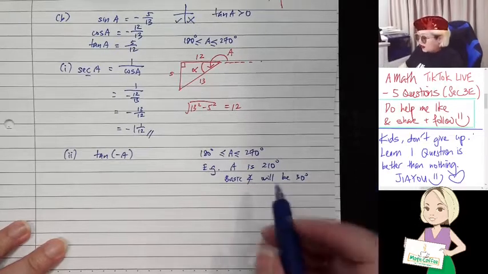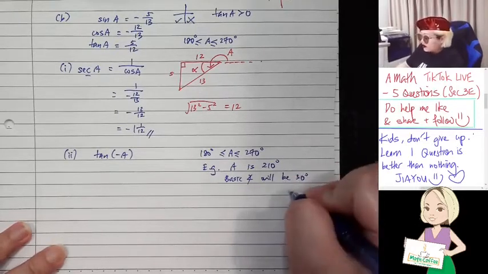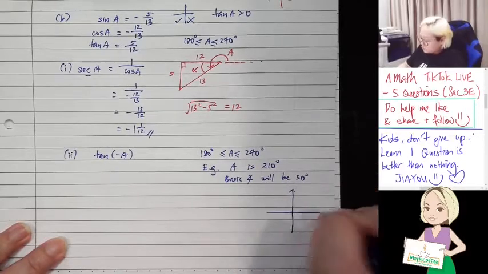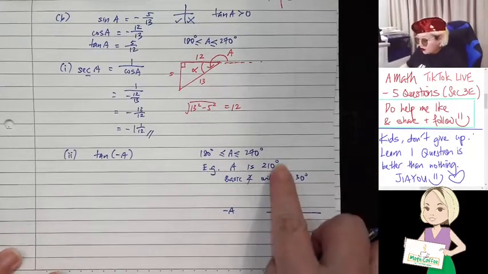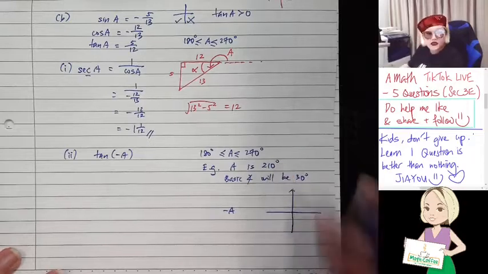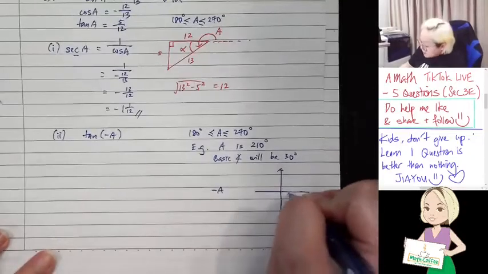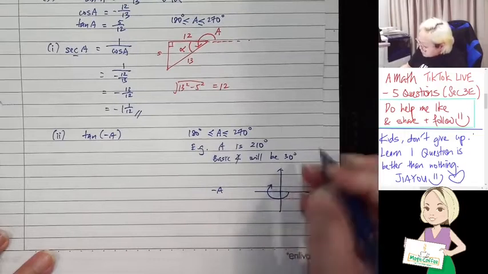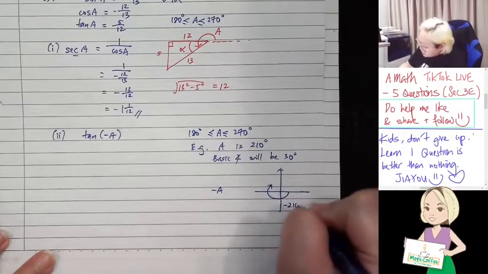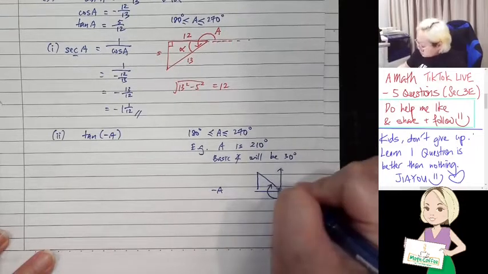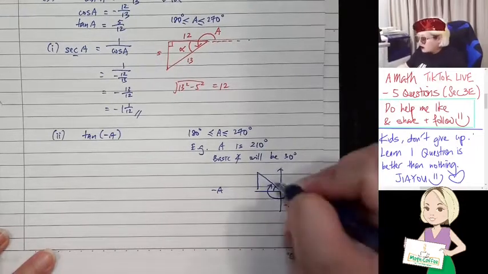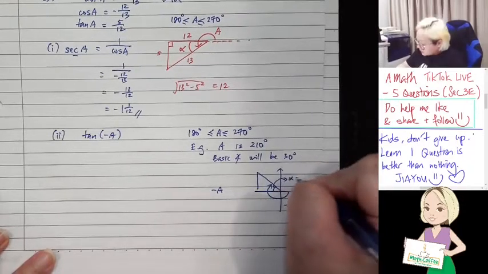Next, I want to know my quadrant minus A will end up in where. So I draw my this one. Minus A means is minus 210, agree? So where is minus 210? Minus 210 will actually come here. So minus 210 degree will come to the second quadrant. Basic angle is here. And the basic angle, it is still 30 degree.